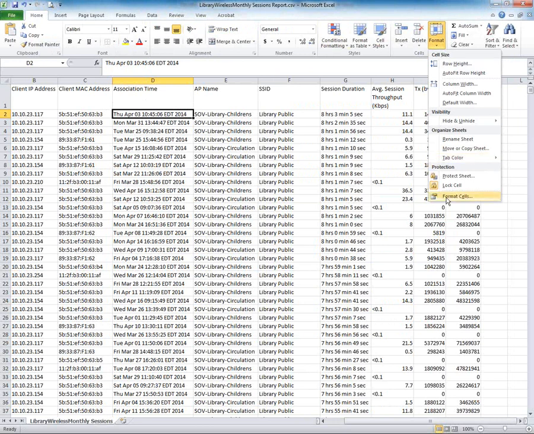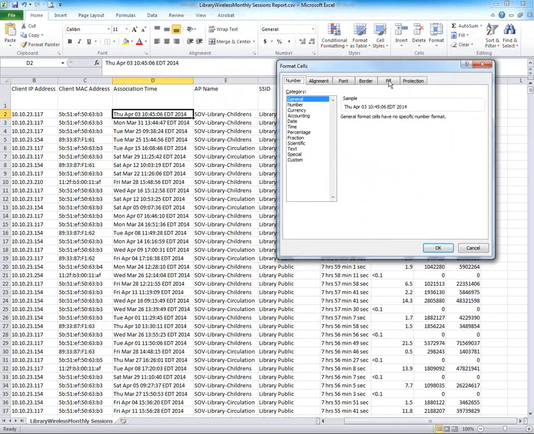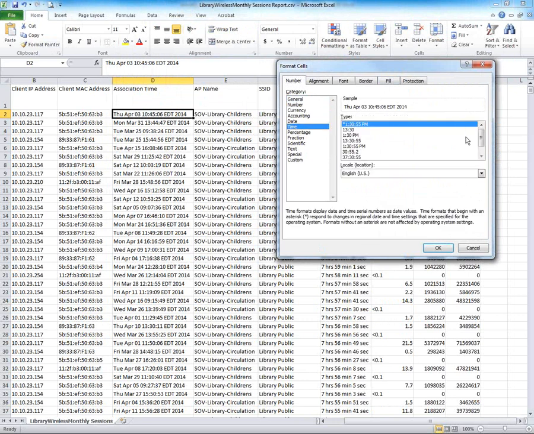So if we go to Format Cells and we look at the number, right now Excel thinks it's a general format, and I'm going to select time format and see if it turns into something that actually can be used. So 3 would be April 3rd.